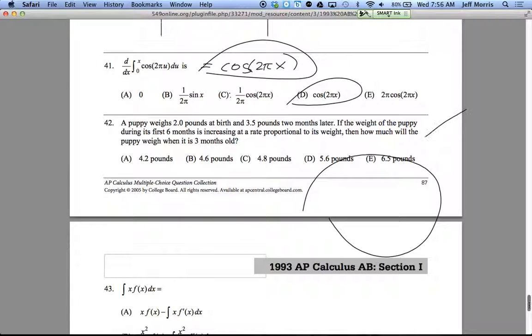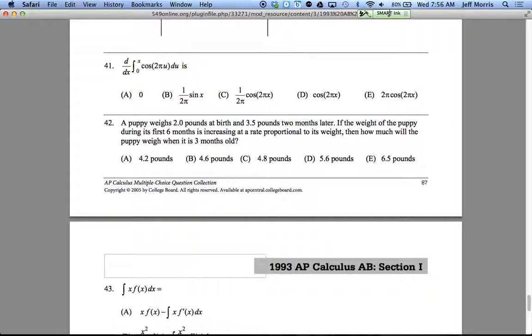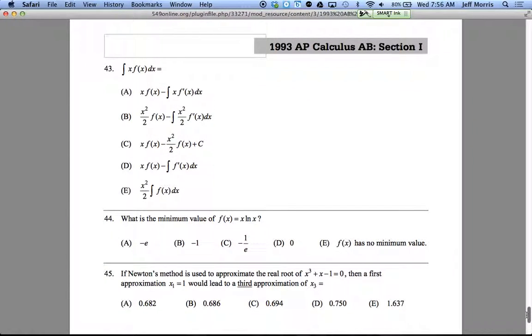Yeah, we talked about 42, but that's on the BC now, so don't worry about that. What is it? 43, if you missed it, don't feel bad. On the BC, that's integration by parts.